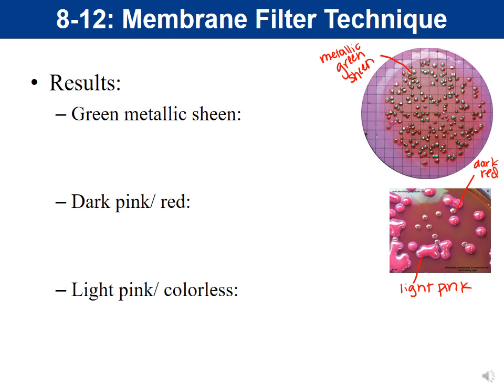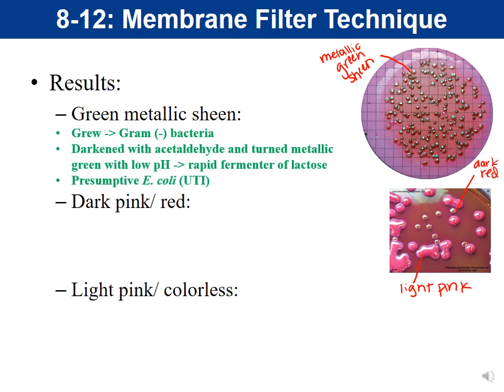If they're metallic green sheen, we can take that a step further. Metallic green sheen means that the pH has decreased because acids were produced. So this would be a rapid fermenter of lactose. So again, it grew, so it's gram-negative, it darkened with acetaldehyde, and turned metallic green with the low pH. So this organism would be a rapid fermenter of lactose.